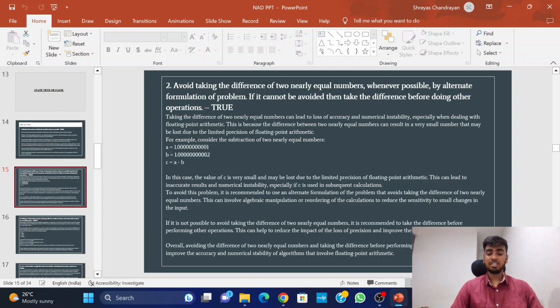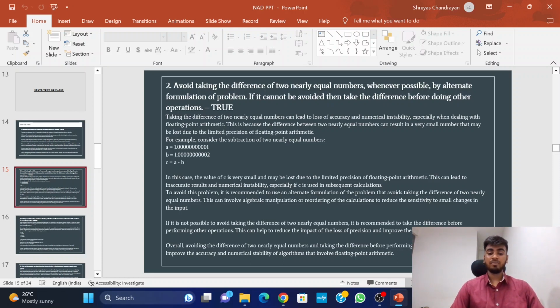For example, consider the subtraction of two nearly equal numbers. Say a is equal to 1.1 and b is equal to 1.2. Therefore, c is equal to a minus b. In this case, the value of c is very small and may be lost due to the limited precision of floating point arithmetic. This can lead to inaccurate results and numerical instability, especially if c is used in subsequent calculations.